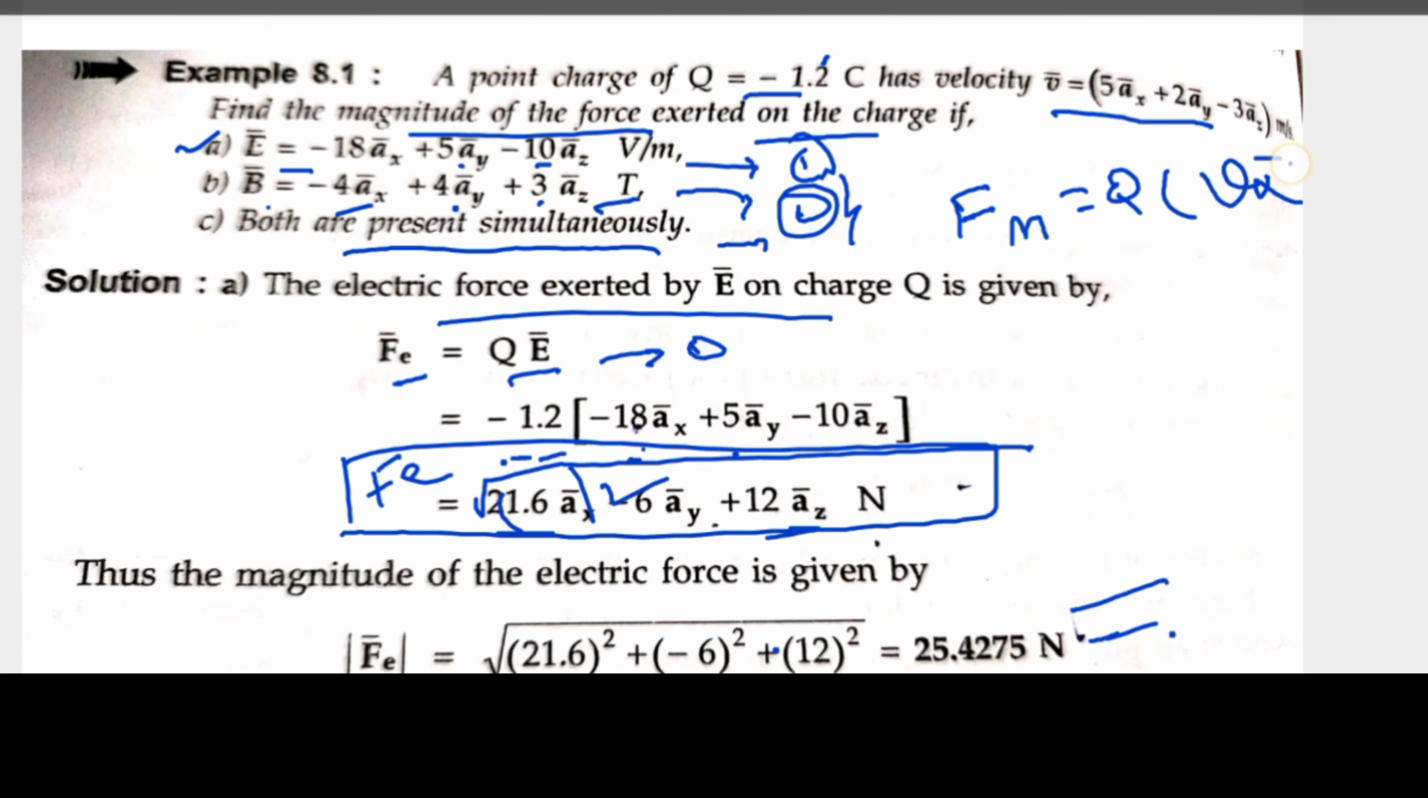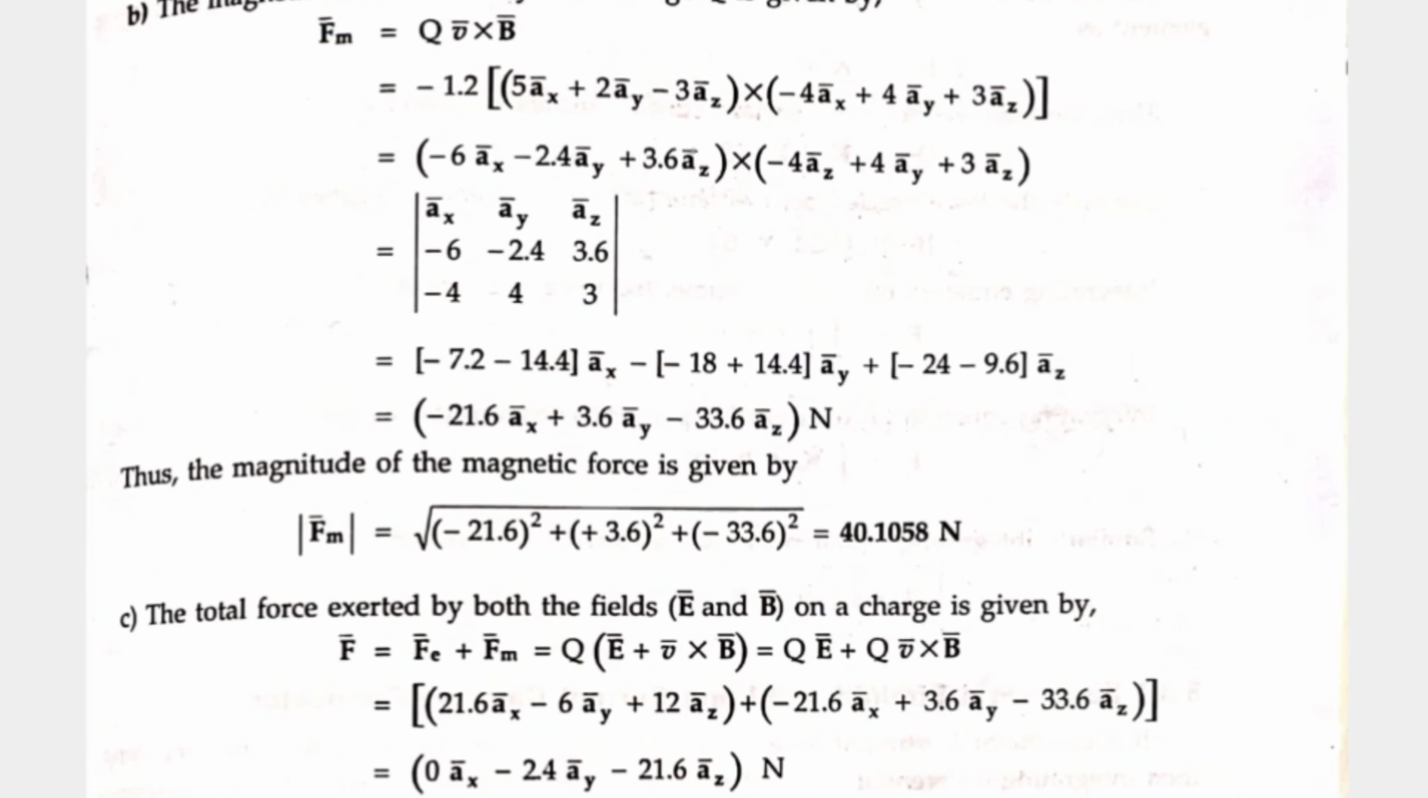The velocity vector is also given, so V cross B we have to use. The equation 2 that we discussed previously, we have to use. The magnetic force exerted on the charge due to both the fields E bar and B bar, that is the Lorentz force equation we have to use. Fm equal to Q into V cross B.